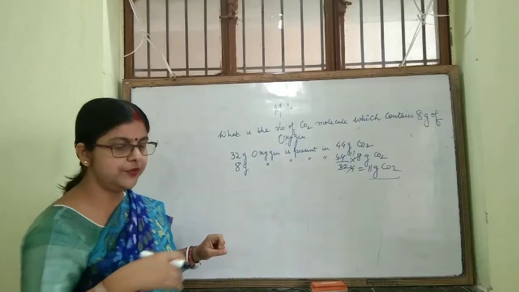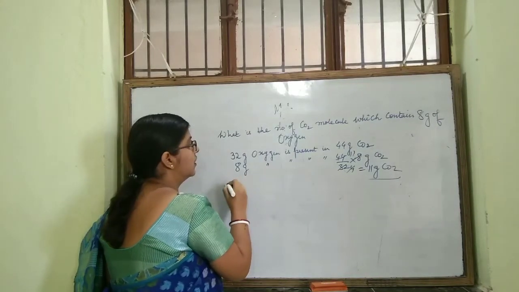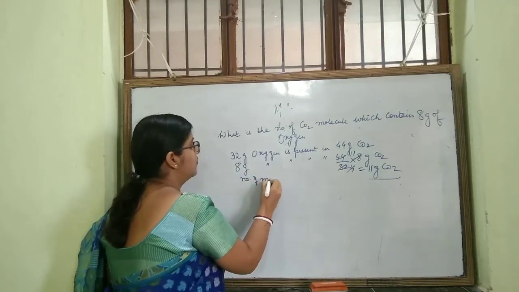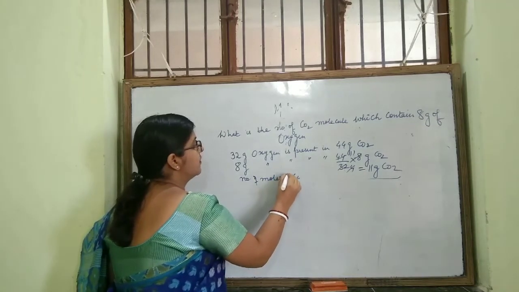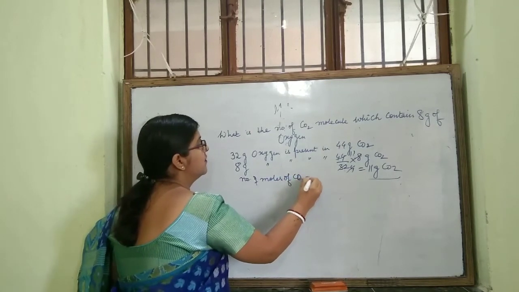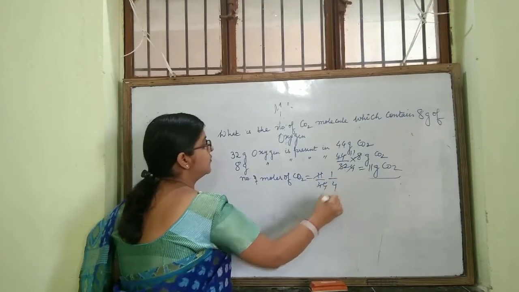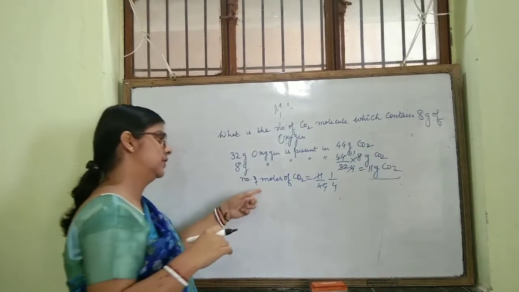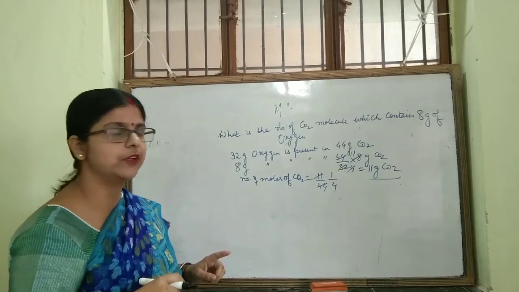Now, how will you calculate? We know that the number of moles will be calculated. Number of moles of carbon dioxide will be equal to 11 by 44. That is equal to 1 by 4.